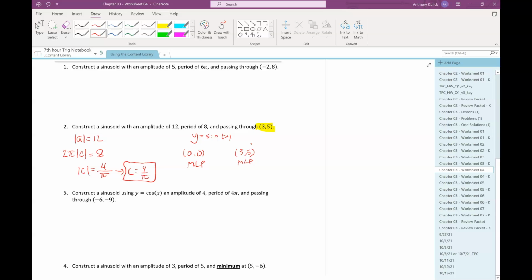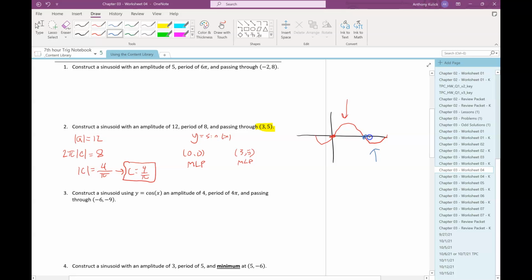Okay. Now, there's one other piece that we have to worry about here with these midline points, is there's actually two kinds of midline points. If I look at the graph of sine, it kind of looks like this. So this is the midline point 0, 0. Everybody's okay with that? To the right of it is a maximum. Okay? This, let's use a different color, is another midline point. To the right of it is a minimum.